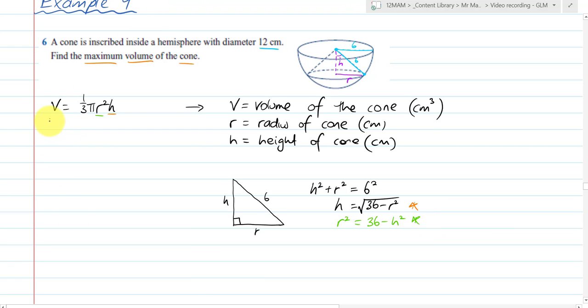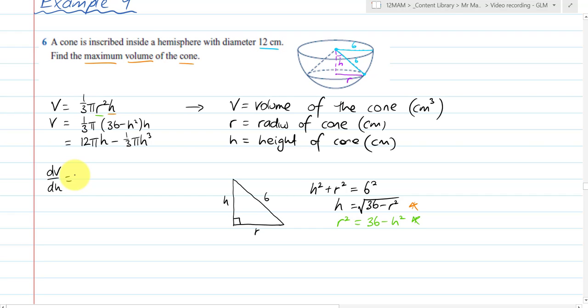And so I get V is equal to 1/3 pi times r squared, which is 36 minus h squared, times h. And now I can simplify this. 1/3 pi times 36 is 12 pi, minus, oh, then there's an h on the end, 12 pi h minus 1/3 pi h cubed.